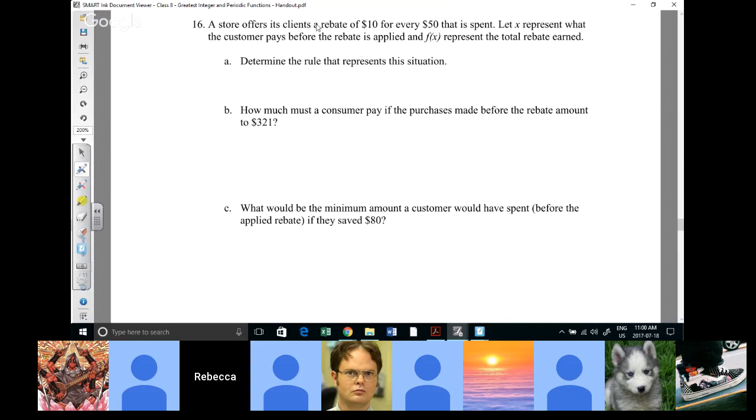All right, so a store offers its clients a rebate of $10 for every $50 that is spent. X is what the customer pays, and f of x is the rebate. So if we make a quick sketch of this just to give us an idea about what's happening with the parameters, if I spend $0, I get 0 rebate. I'm not getting anything up until I spend $50. And at $50, I'm going to save 10. When do I get another 10? At 100. And then I'll go up to 20.